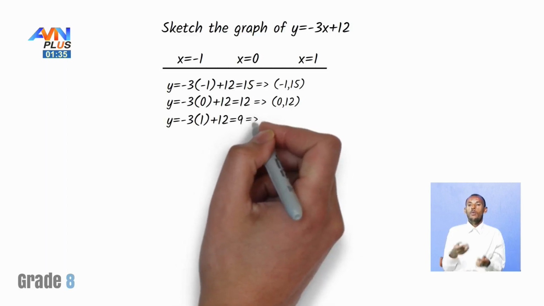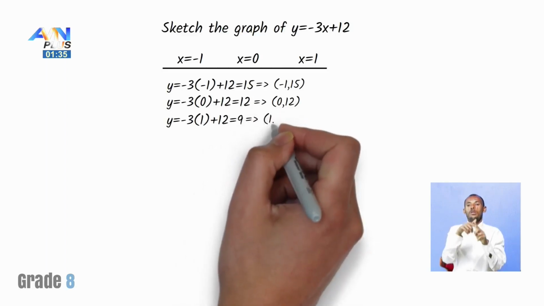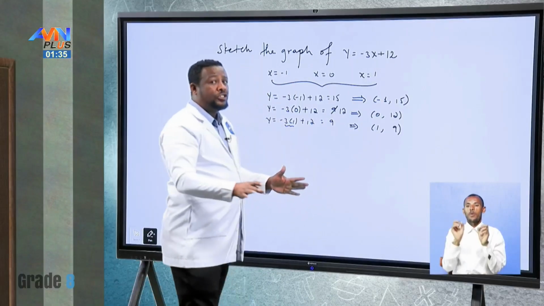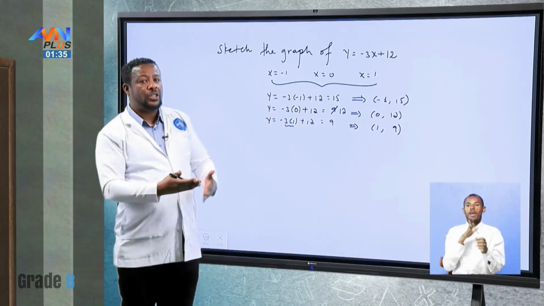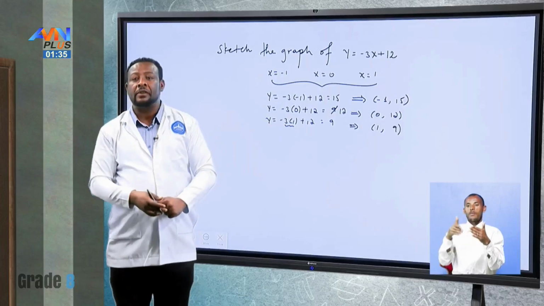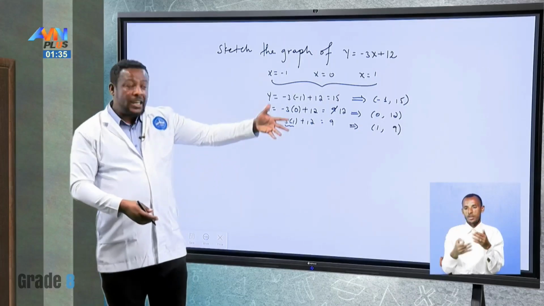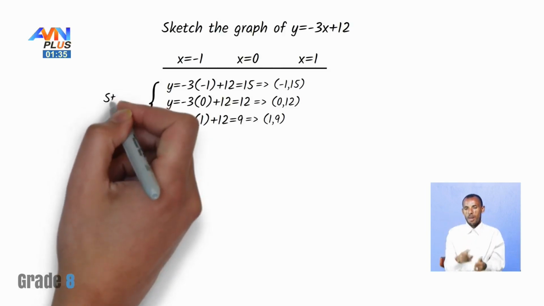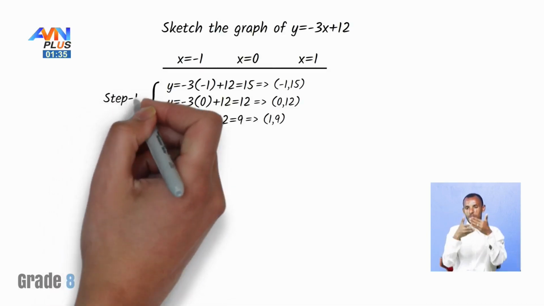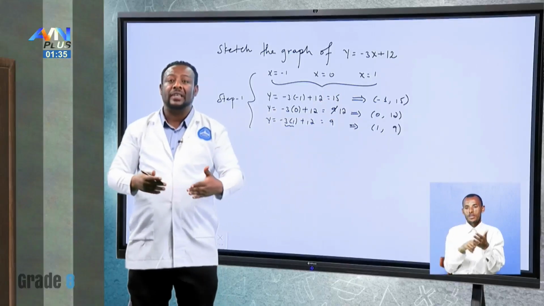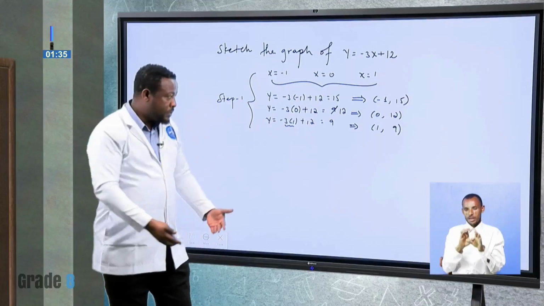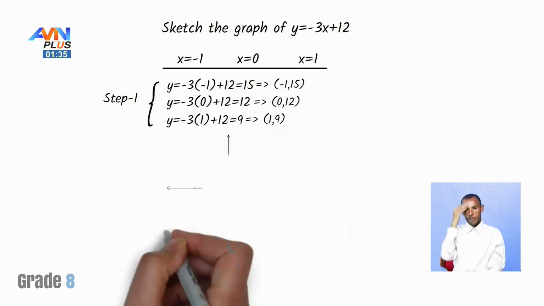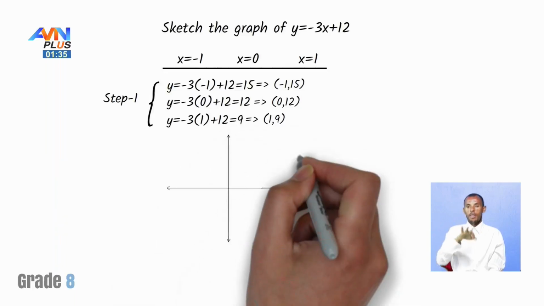And whenever x becomes positive 1, the y value becomes 9. Okay, these 3 points are enough to sketch the graph of the given linear function. Okay, the second step. So these are step 1, right? These are step 1. The second step is you need to plot these 3 ordered pairs in the Cartesian coordinate system, right? So you all know where the points are located, right?